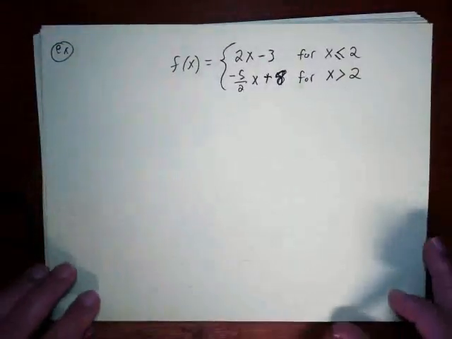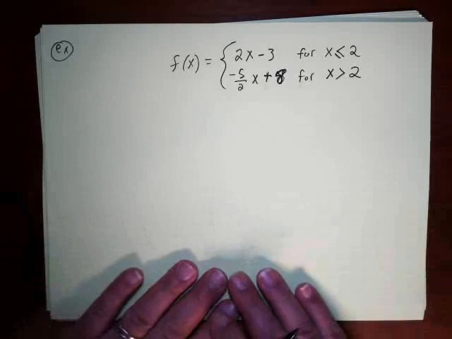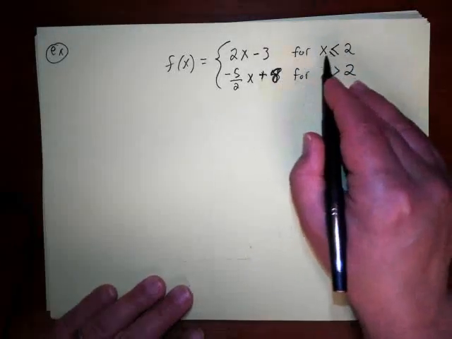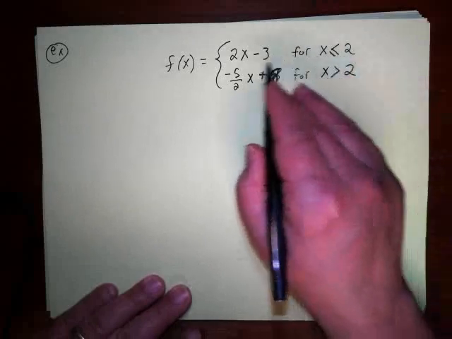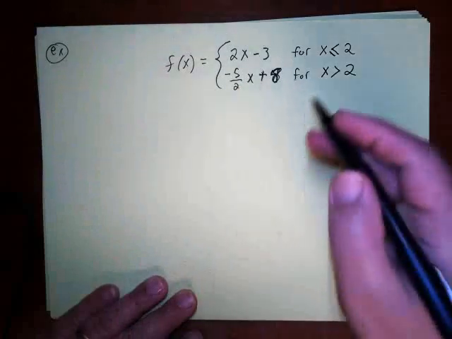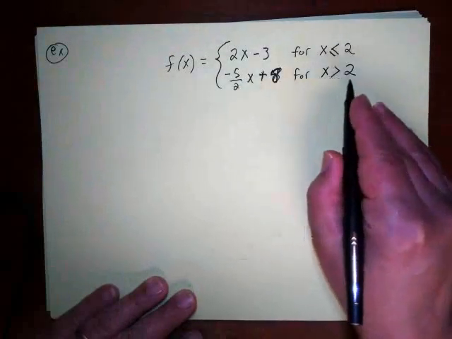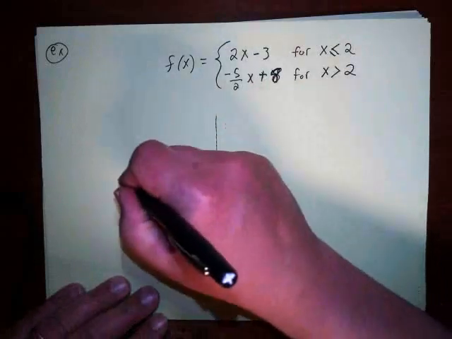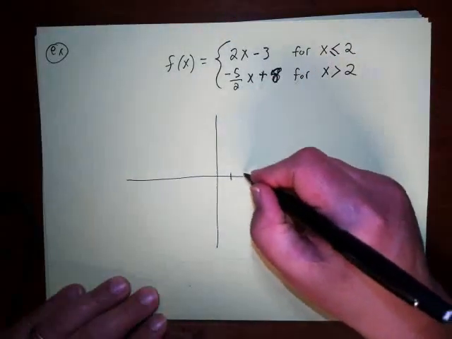Now, here's one that's a little more interesting. So basically, at 2, or for x less than or equal to 2, this graph is going to determine the y values of our function. But for x strictly greater than 2, this graph will determine the y values. So let's actually see if we can graph this.